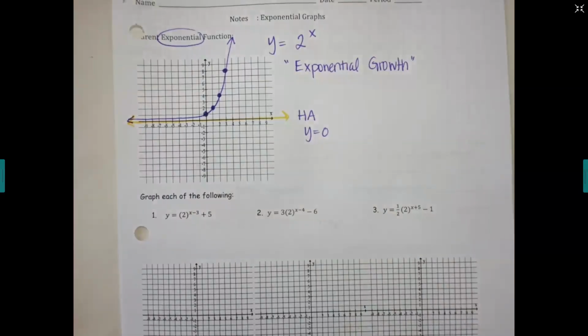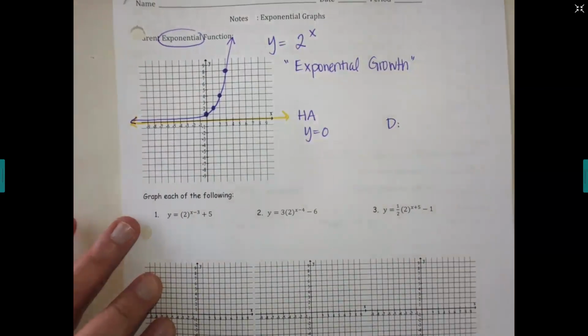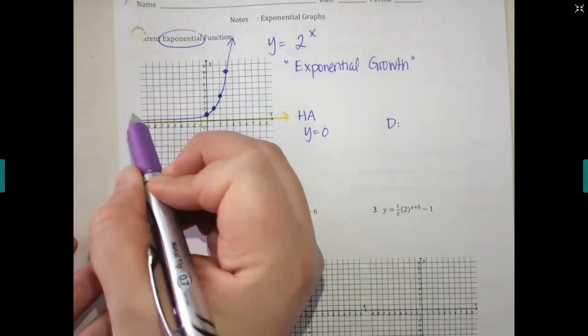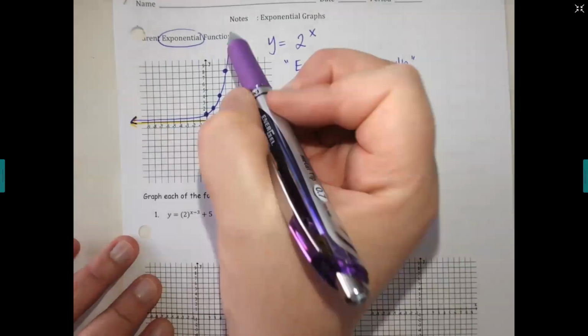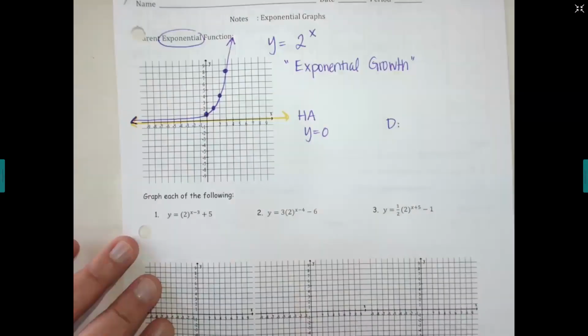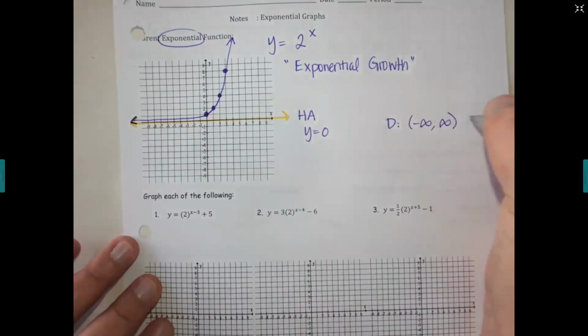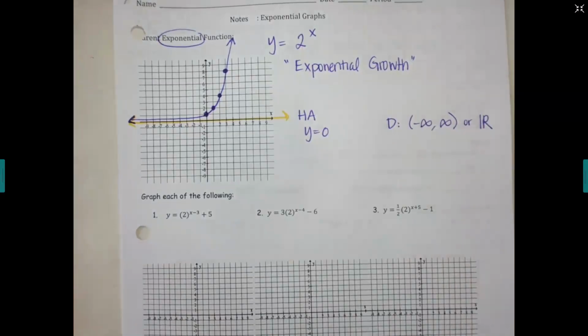Okay, the domain and range for this. Let's do domain first. How far to the left does this graph go? We have a little arrow there. And how about to the right? Yeah, so my domain is going to be negative infinity to infinity, or if you remember that symbol, all real numbers. Because my graph goes to the left forever and to the right forever.